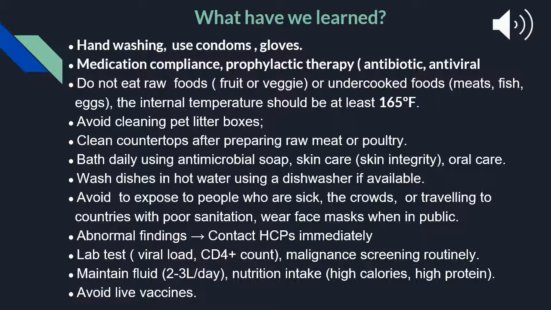In summary, what have we learned to reduce the risk of HIV infections and reduce death in HIV patients? It's very important to wash your hands, use condoms and gloves, comply with medication, and take prophylactic therapy, such as antibiotics and antivirals. Do not eat raw foods, like fruits or vegetables, or undercooked food, like meat, fish, or eggs. The internal temperature should be at least 165 Fahrenheit.